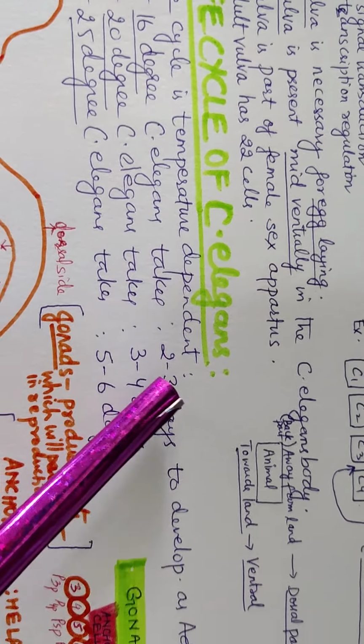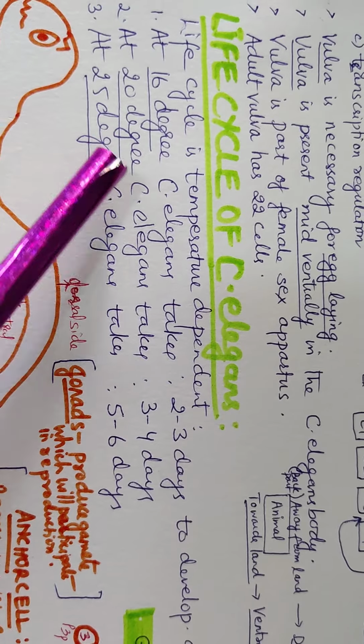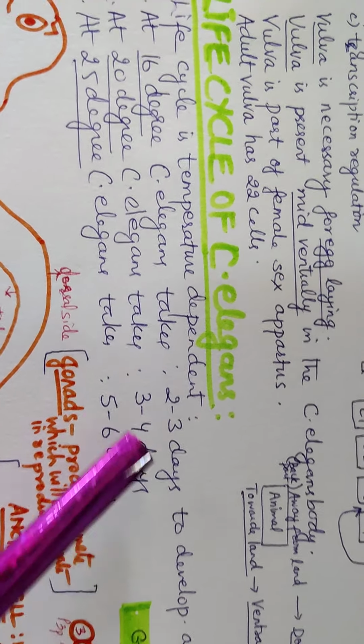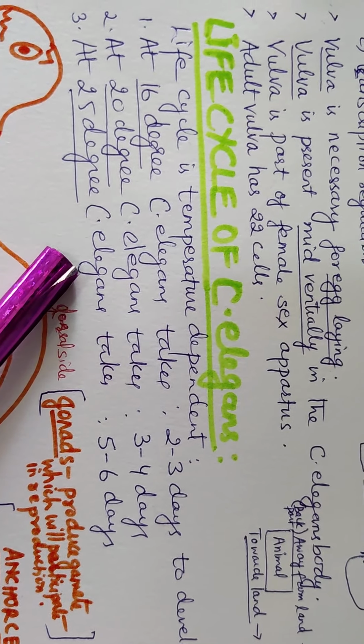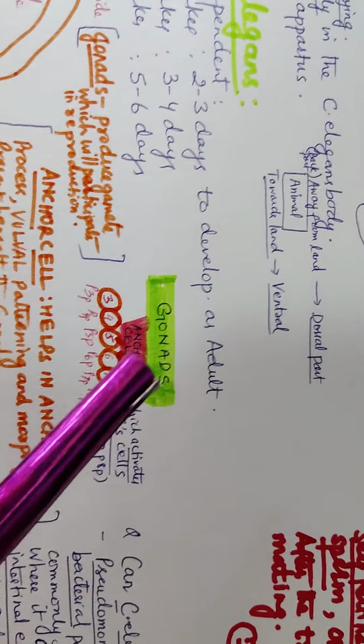elegans takes 2 to 3 days to develop as an adult. At 20 degrees temperature, C. elegans take 3 to 4 days to develop into an adult. At 25 degrees, C. elegans take 5 to 6 days to develop into an adult.